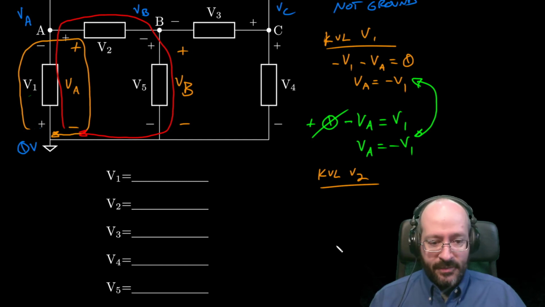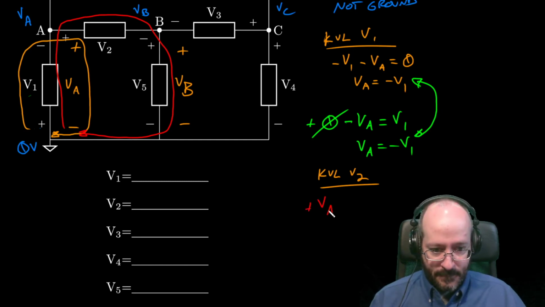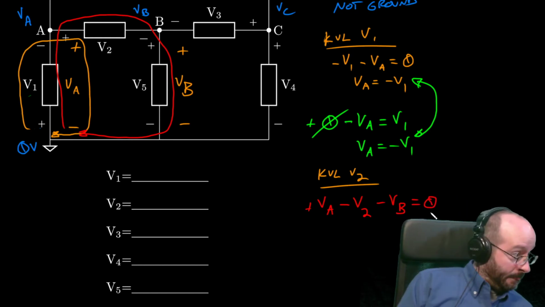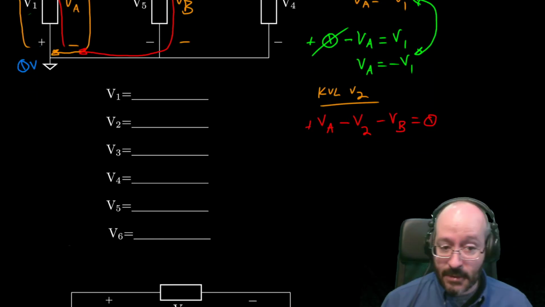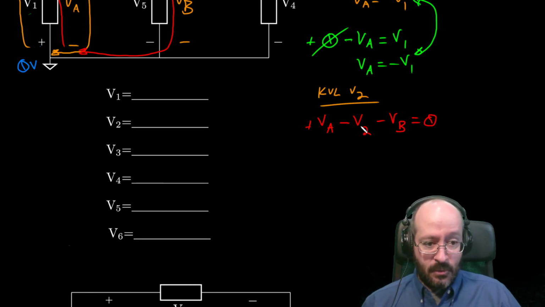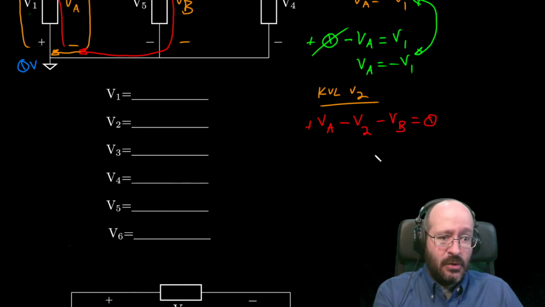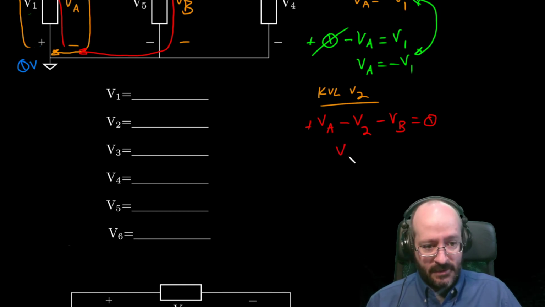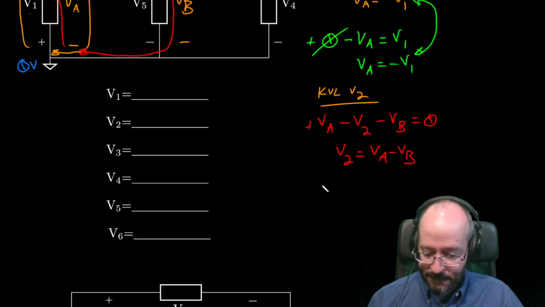Let me get my big fat head out of the way. So I'm going to go up VA. I'm looking at the white here, so this is plus and this is minus, so I'm going to go down V2. And then I'm looking at VB here, so I'm going to go down VB. And I'm back to where I started, so that's equal to 0. So if we know VA and VB, V2 is the only unknown, and we can solve for that, right? So V2 equals VA minus VB.